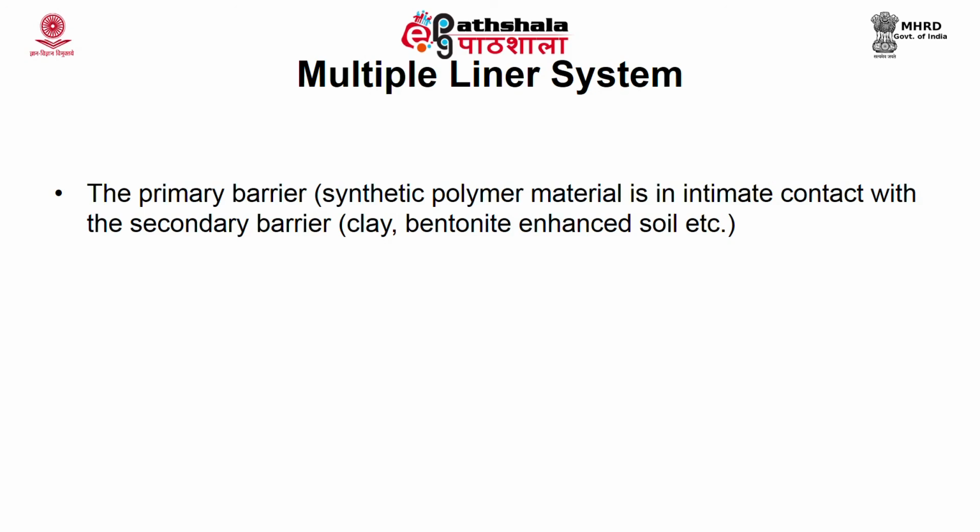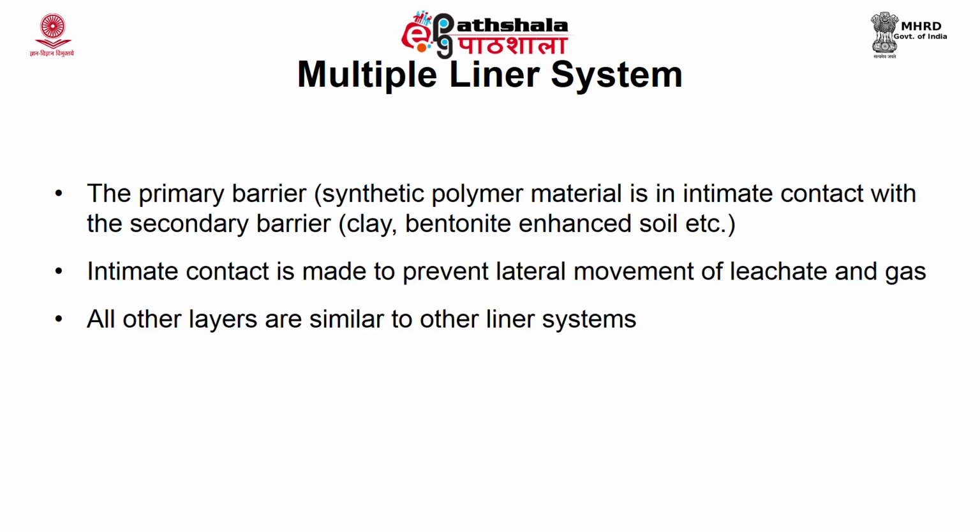Here, the primary barrier and the secondary barrier are in intimate contact, which means that the primary barrier and the secondary barrier are close. When you give such an arrangement where the primary barrier is close to the secondary barrier, it will prevent the lateral movement of leachate and gas. Now, all other layers are similar to other liner systems, that is the double and the composite liner system. This is how a multiple liner system will be layered.